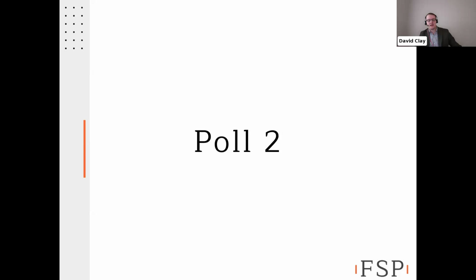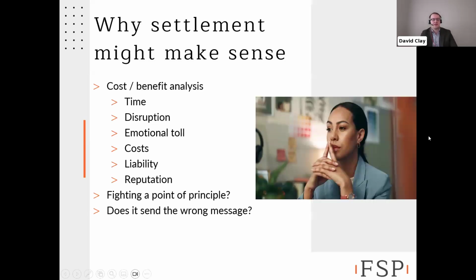Okay, let's move on to the next slide then. So, why settlement might make sense. And I probably touched on some of these points already, but essentially what you want to do is conduct a little bit of a cost benefit analysis in each scenario.